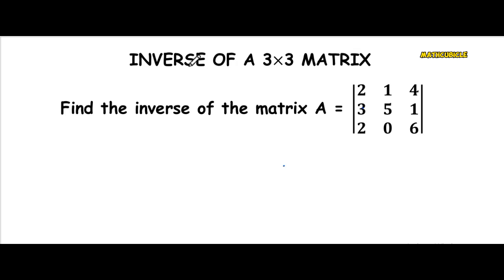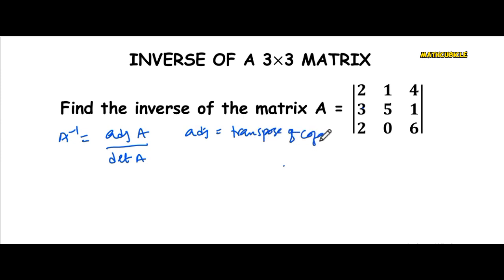Today I'll be teaching you how to find the inverse of a 3 by 3 matrix. Now the inverse of a 3 by 3 matrix is given by the formula. For example, the inverse of matrix A is: A inverse is equal to adjoint of A divided by the determinant of A, where adjoint is the transpose of cofactors, which will be seen shortly.